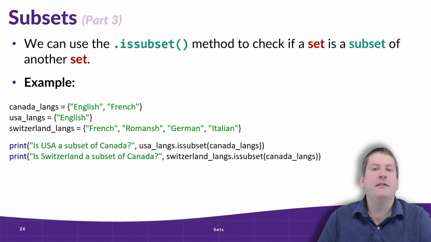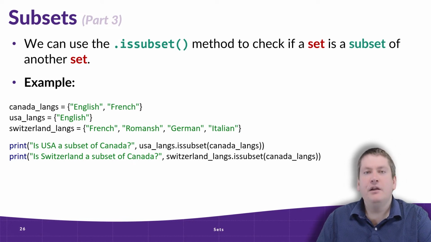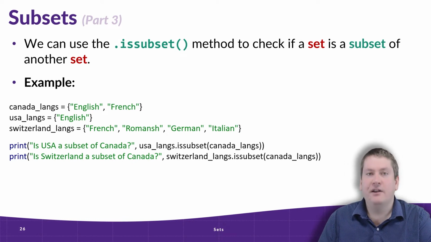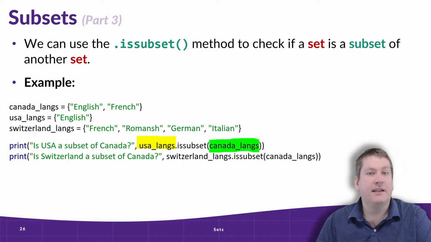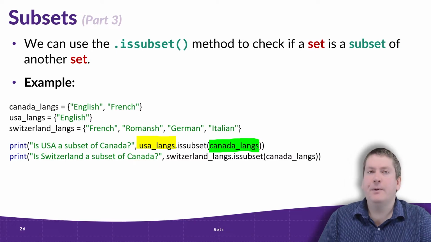So each of these print lines is using the isSubset method to check if it is a subset of another set. So let's take a look at the first one. Here we have USA langs, and the method being called on it is isSubset, and the argument provided is Canada langs. So this is going to evaluate, is USA a subset of Canada? In this case, it is.